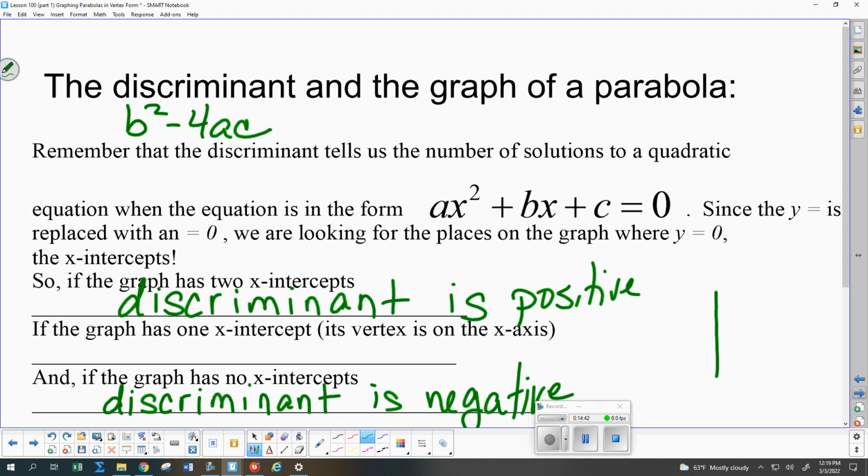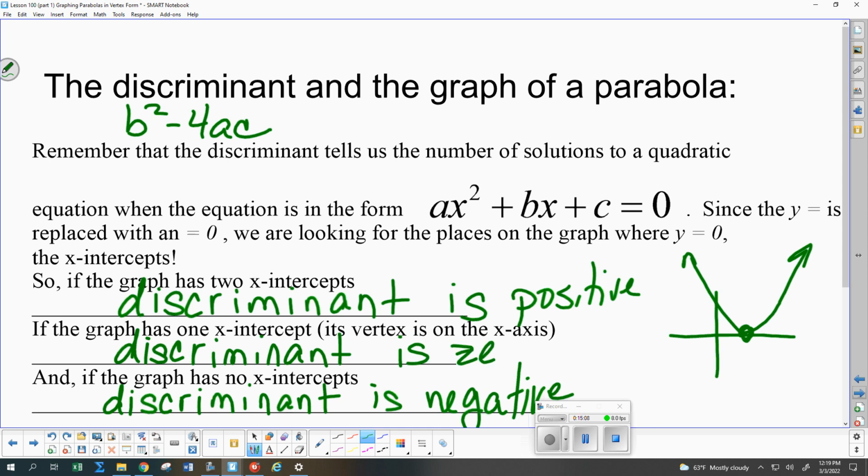What if for this middle one, the vertex is on the x-axis? What does that mean, Yesenia? The discriminant was 0 because we have the opposite of b plus 0, the opposite of b minus 0, we get the same number right there. So that means that the discriminant is 0.